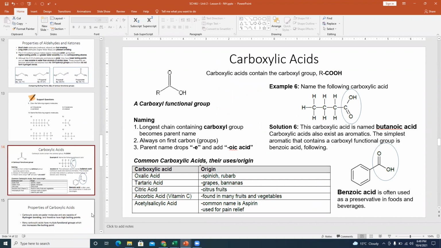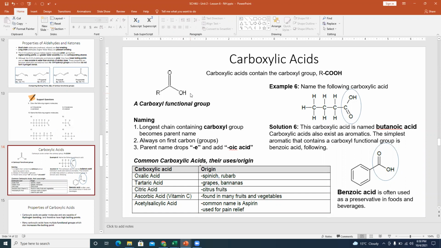organic compound family. These are the carboxylic acids. Carboxylic acids have this carboxyl group. The carboxyl group looks a lot like the carbonyl group. So you have a C with a double bond to an oxygen, but then you also have an OH group present. And this group together, COOH, is referred to as a carboxyl functional group.